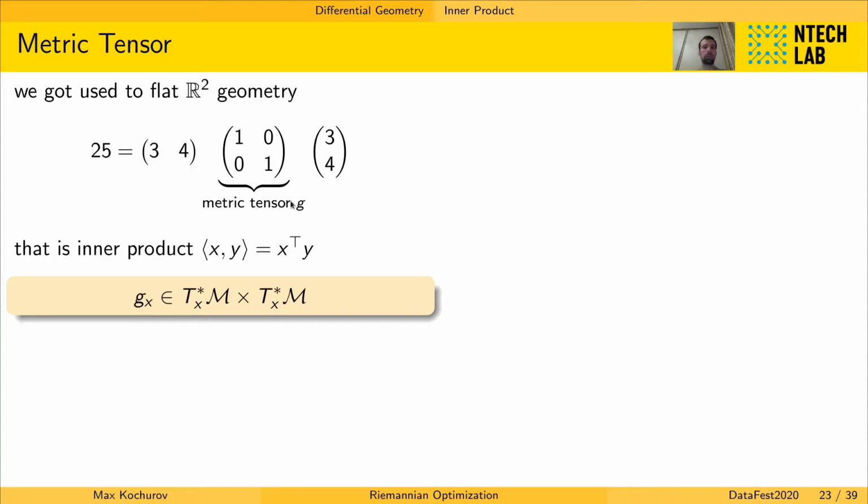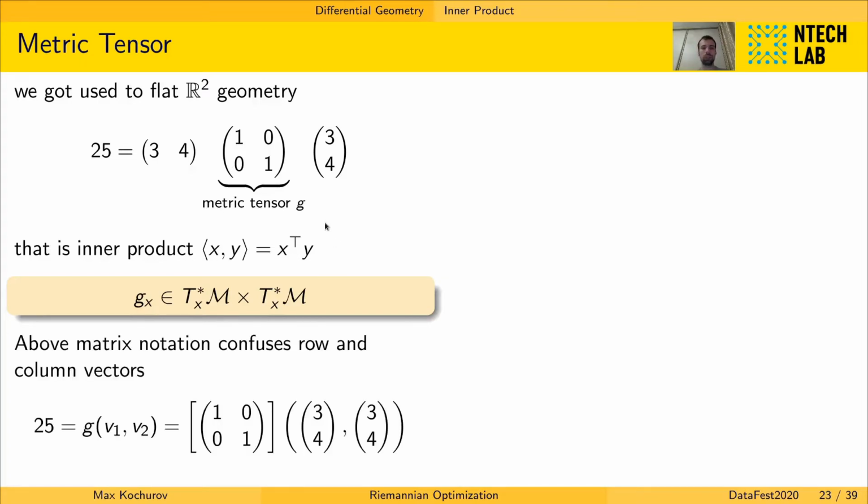Actually, the above way to illustrate the metric tensor is not correct, because you see it's a row, it's a column, and why on earth is it a row and a column? It's just a vector. This metric notation is really confusing, and the metric tensor is better to think of as a function of two arguments.